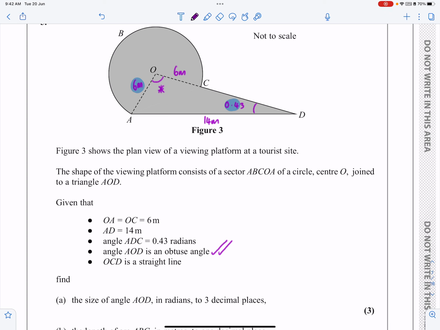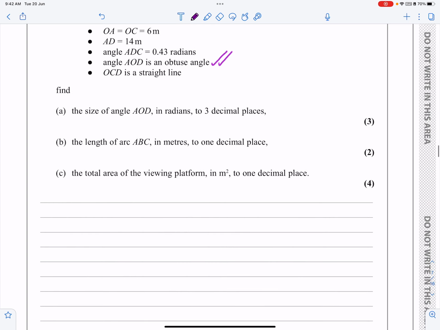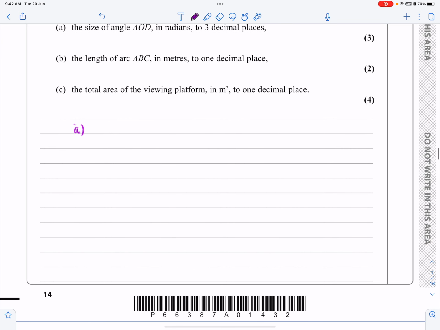Let's get rid of all those bits and pieces that aren't working. So AOD, I'm trying to find AOD. I can say, using the sine rule, sine A over A is equal to sine B over B. We're looking for an angle, so I always have the sine bits on the top. I've got sine AOD. That one's paired up with the 14. Is equal to sine 0.43 over 6.